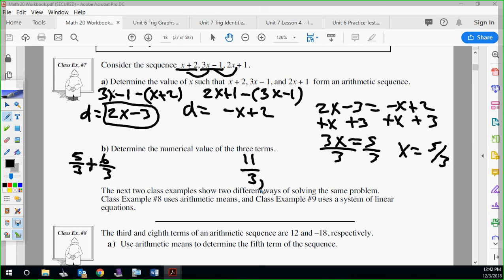Okay, number 2, 5/3 times 3 minus 1. Well, the nice part is, look at the 3's. 3's cancel. 5 minus 1, 4. And the third one, 2 times 5/3 is 10/3. 10/3 plus 1. 1 in terms of thirds is 3/3. You get 13/3.